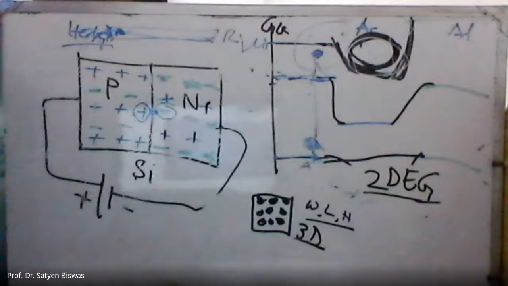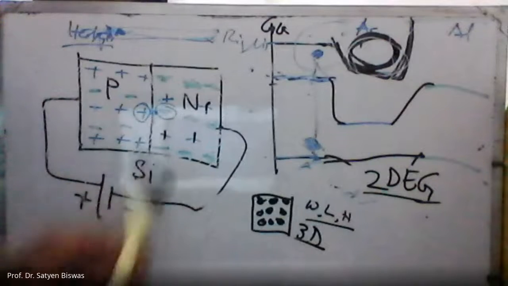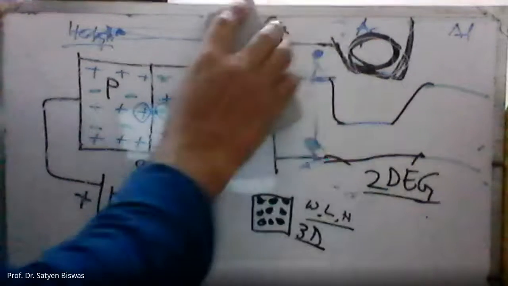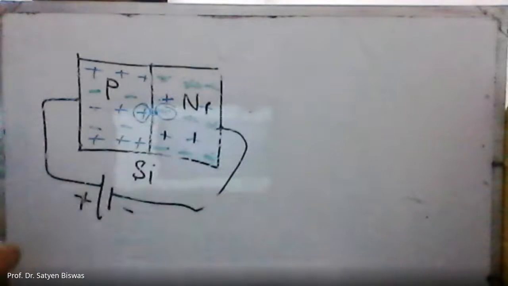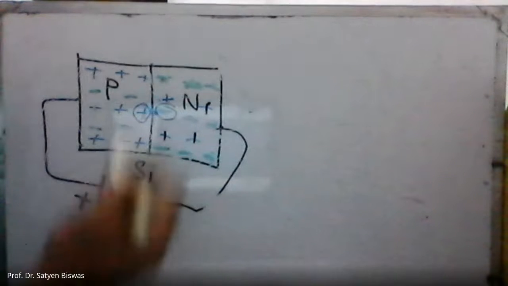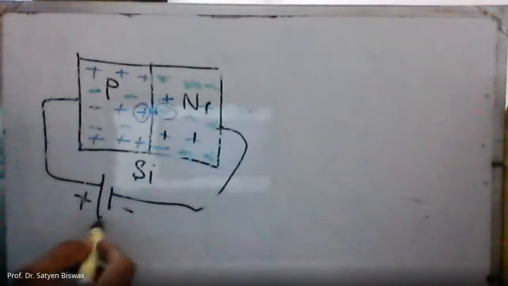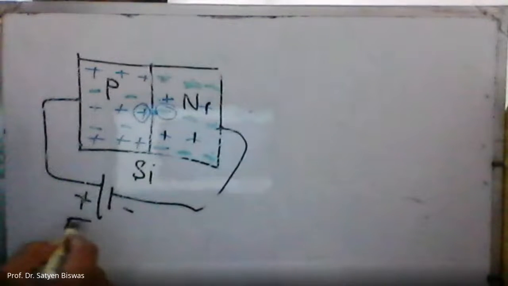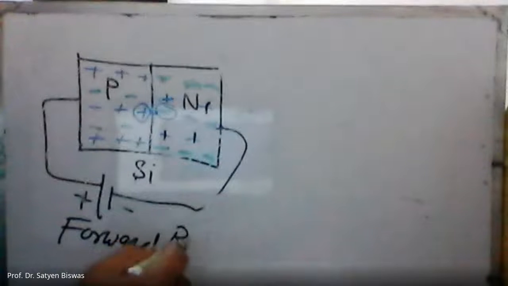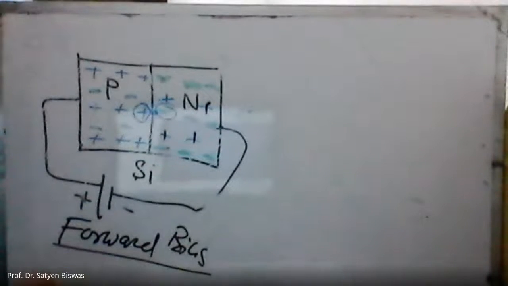But we'll go back to our diodes. So what happens to the diode here? First, we already know that when you apply this, there is a name for it. It's called forward bias. What is forward bias?